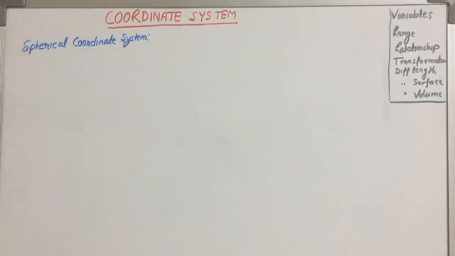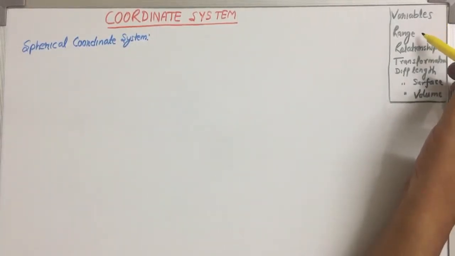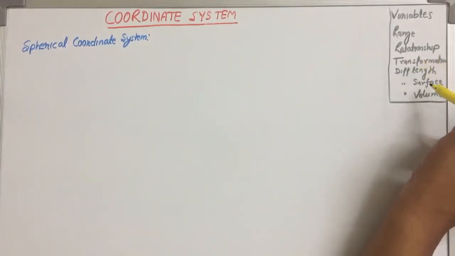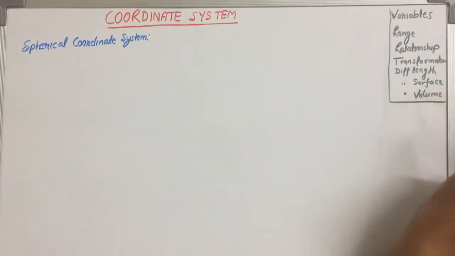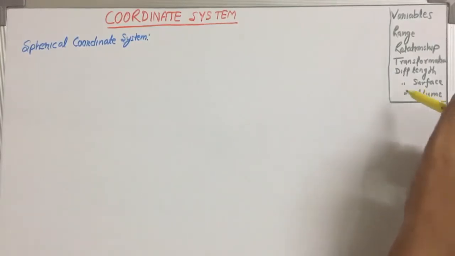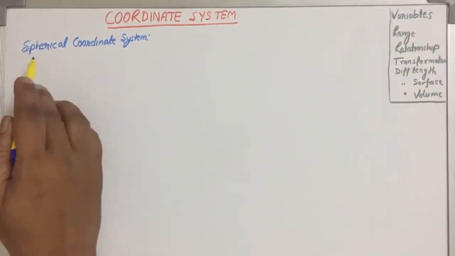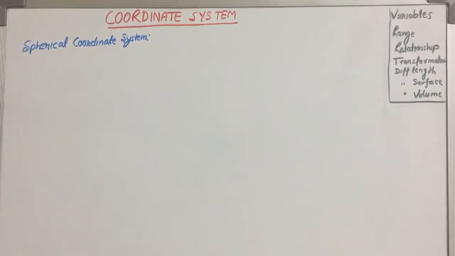Hello students, at the last turn we discussed the cylindrical coordinate system, in which we studied the variables, their ranges, the relationship between cylindrical and Cartesian, transformation from cylindrical to Cartesian and Cartesian to cylindrical, and differential length, differential surface and differential volume in case of the cylindrical coordinate system. Today we will discuss all these parameters in the case of the spherical coordinate system.